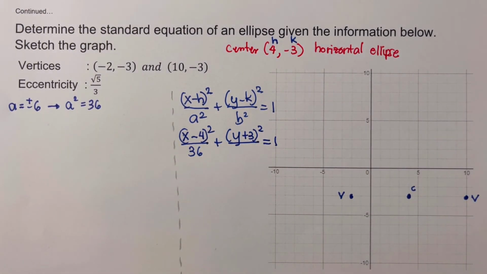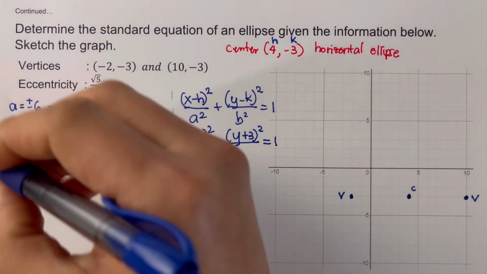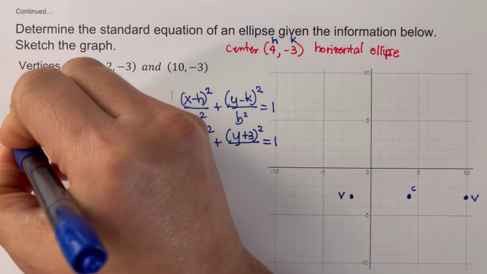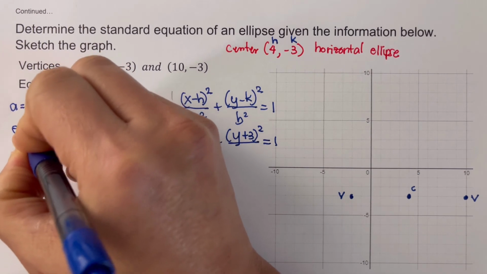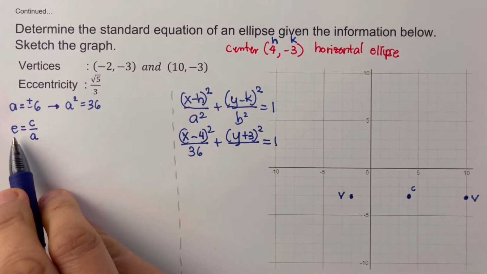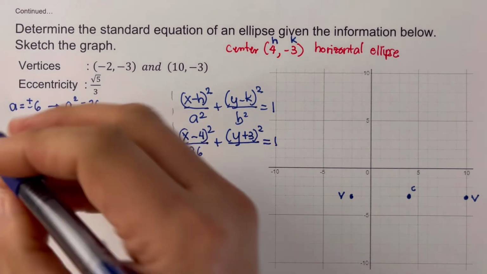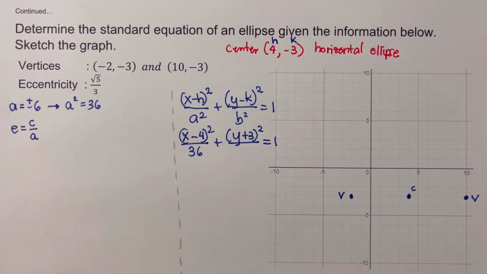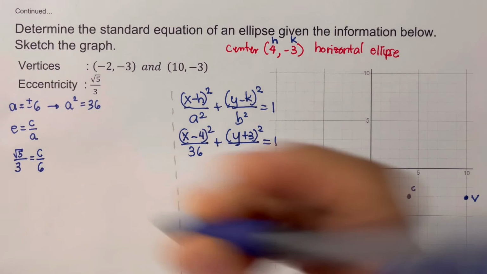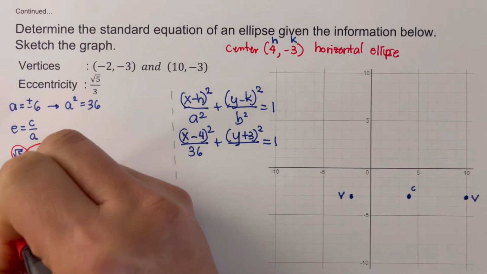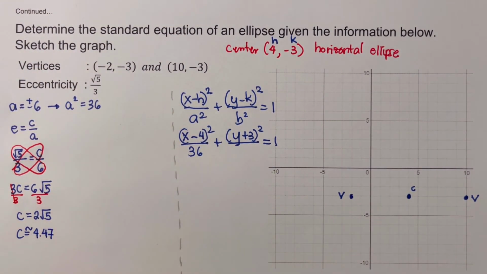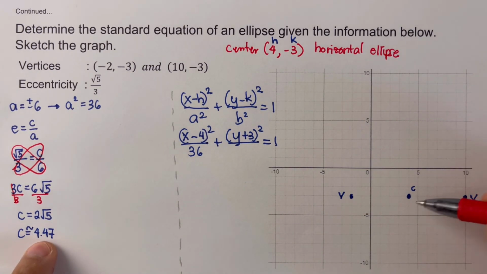However, we are given the eccentricity. Remember, the formula for eccentricity is c over a. So we have the value for eccentricity, we have the value for a. So we plug the values in and solve for c. Okay, this tells us that the distance from the center to the focus is 4.47.